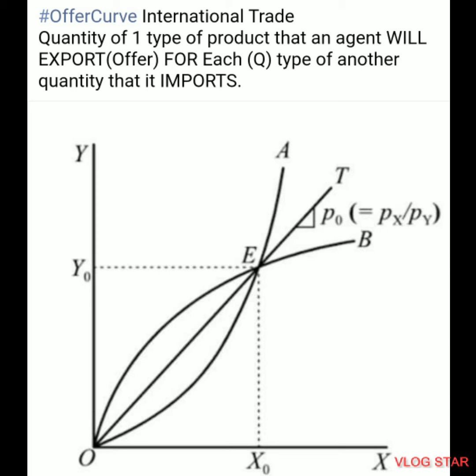The offer curve shows the quantity of one type of product that a country will export or offer for each quantity of another product that it imports.